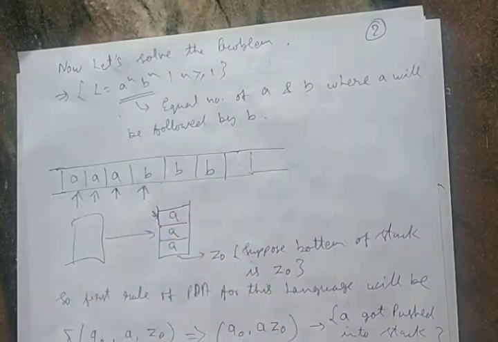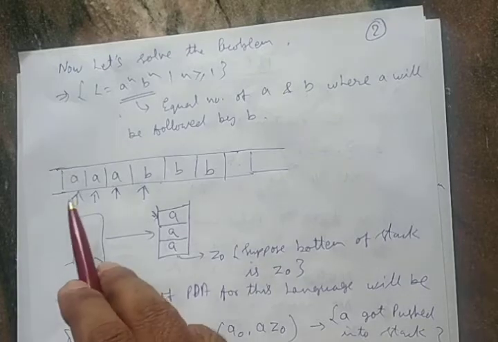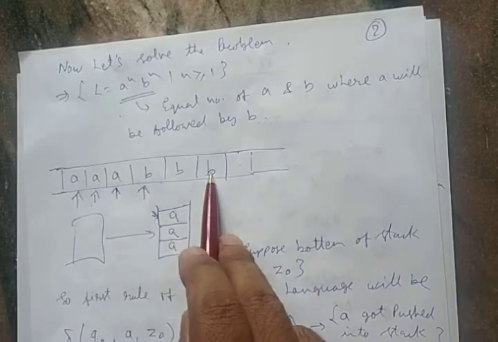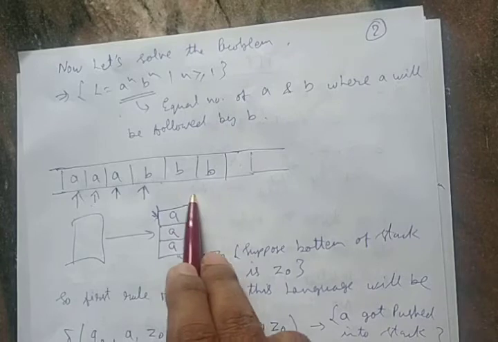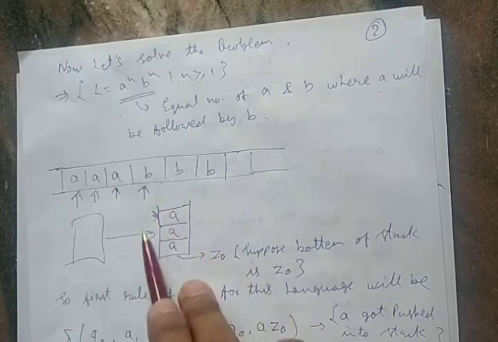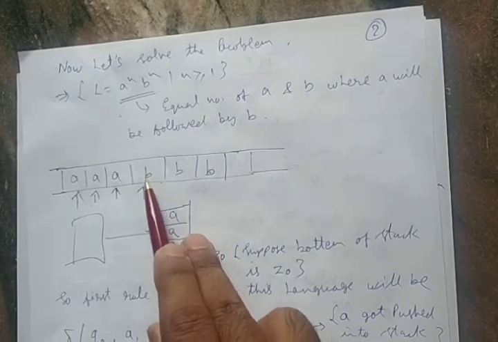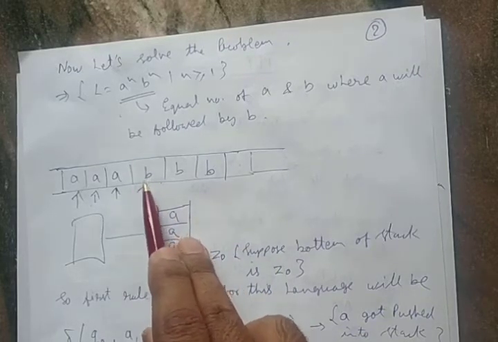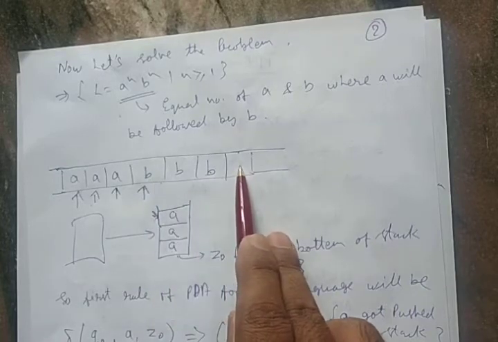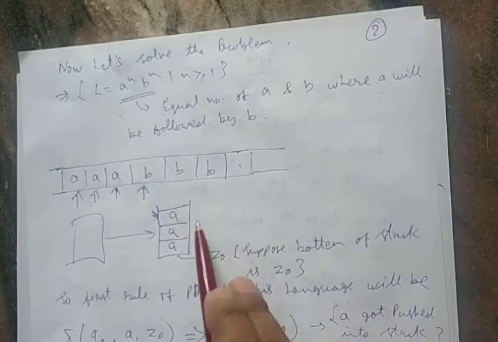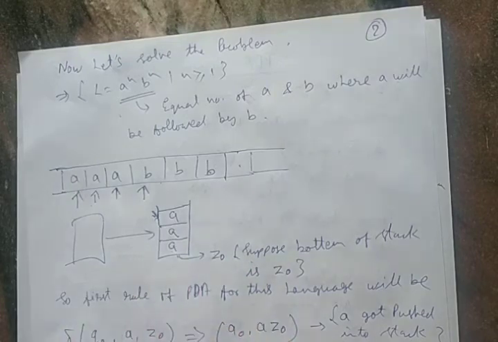Now what will happen once I get b? What I want is, if the number of a's is equal to the number of b's, it means that whatever number of a's got inserted into my stack, once I delete an a for each and every b, at the end, once the b's get over, I should not have any a left in my stack. That is the whole point which we are going to use.